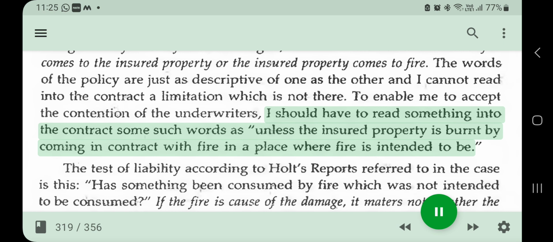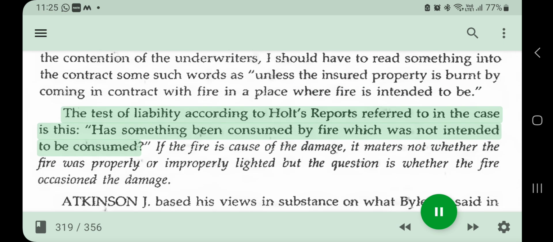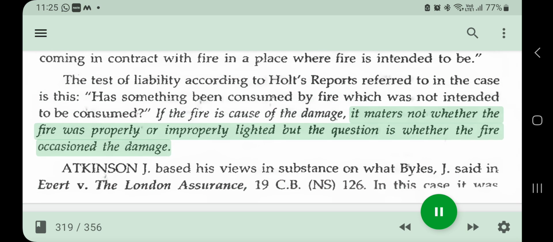The test of liability according to Holt's reports referred to in the case is this: has something been consumed by fire which was not intended to be consumed? If the fire is the cause of the damage, it matters not whether the fire was properly or improperly lighted, but the question is whether the fire occasioned the damage.